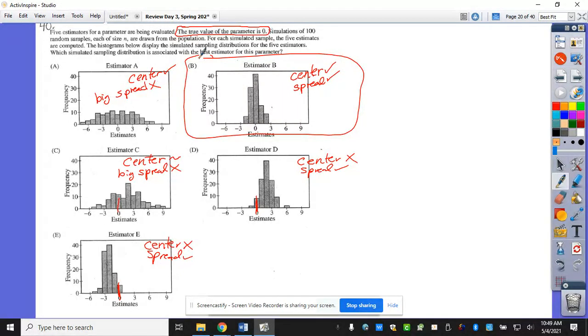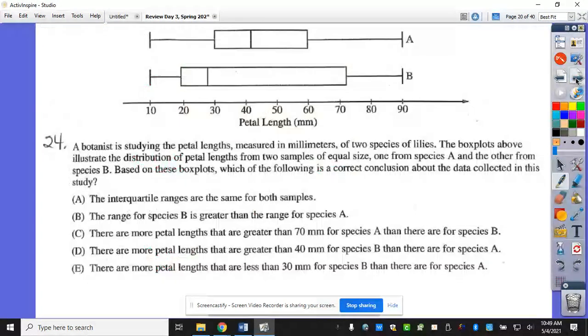Is it always going to be centered at 0? No, it's only centered at 0 because it says the true value of the parameter is 0. All right, 24.